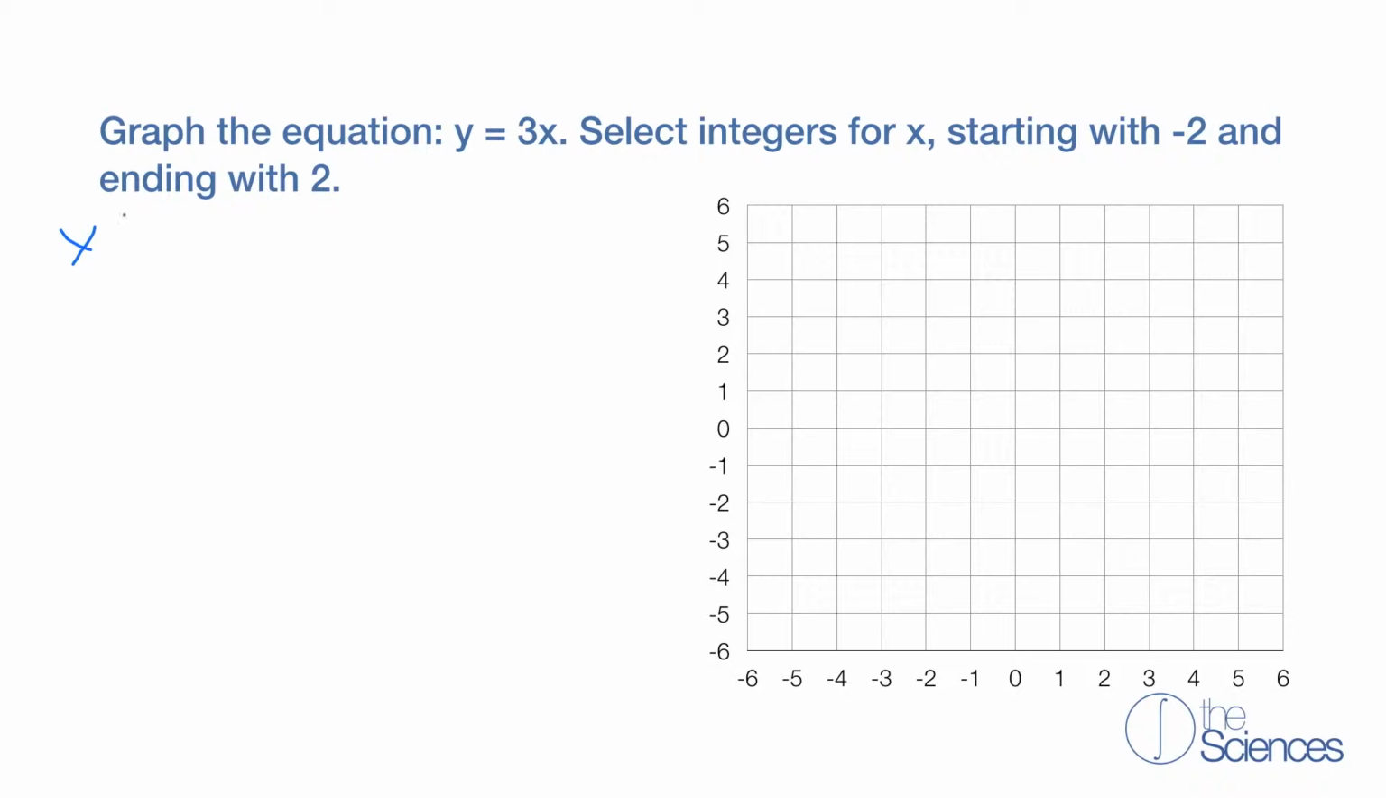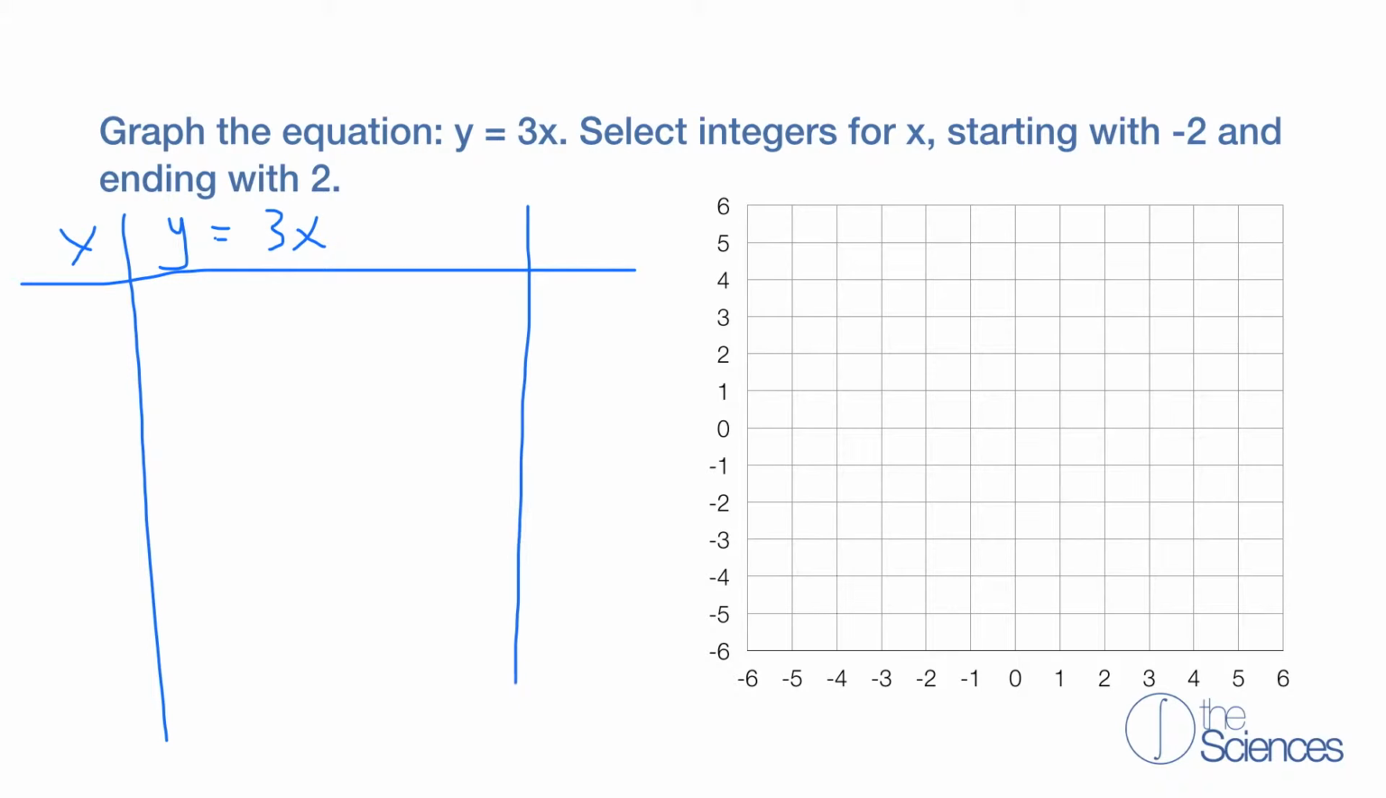So we're going to have our little table of x, y, where y equals 3x, and our coordinates of x and y. We're going to start with -2. When x is -2, what is y? Well, y equals 3x, or 3 times -2. 3 times -2 is -6, so we have a coordinate of -2, -6.